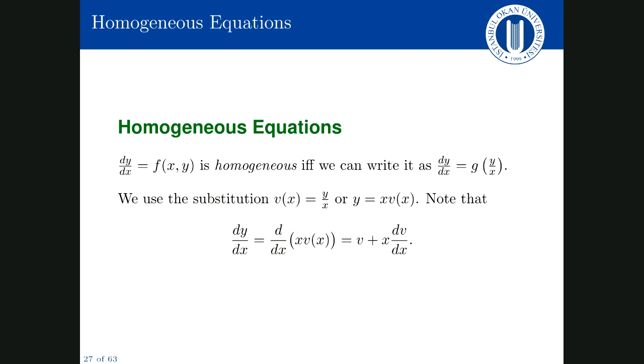The key step for a homogeneous equation is we're going to use a substitution. V is equal to y divided by x, or to say this another way, y is equal to x multiplied by v of x. Now note that if we use the equation in the red box, and if we differentiate this using the product rule, dy/dx is equal to v plus x dv/dx.